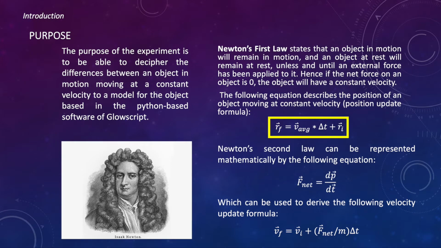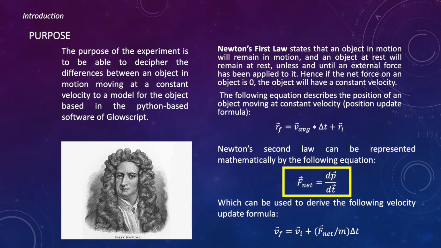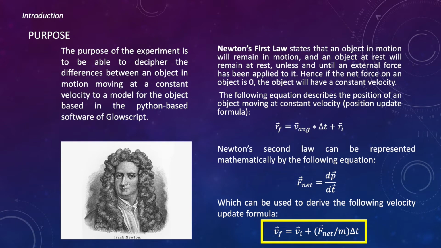The following equation describes the position of an object moving at constant velocity, and this is the position update formula. The second idea used is Newton's second law, which can be represented mathematically by the following equation. This can further be used to derive the following velocity update formula.